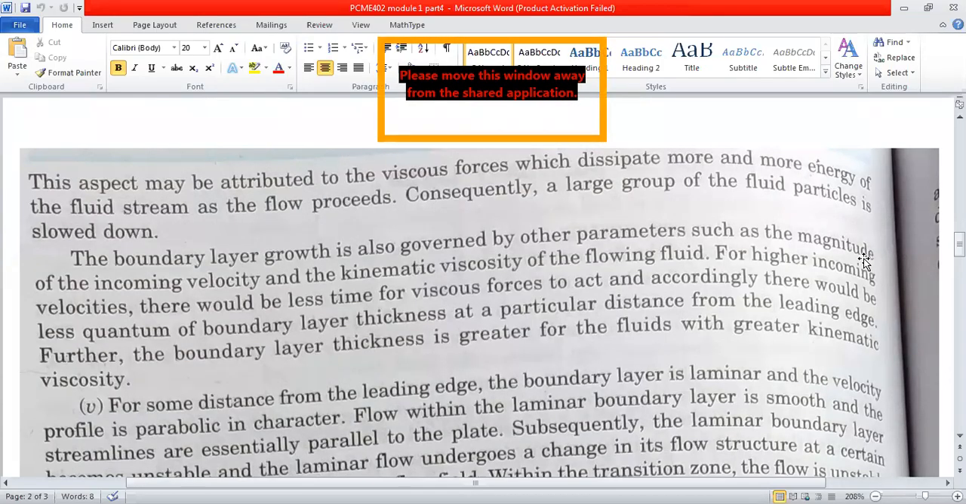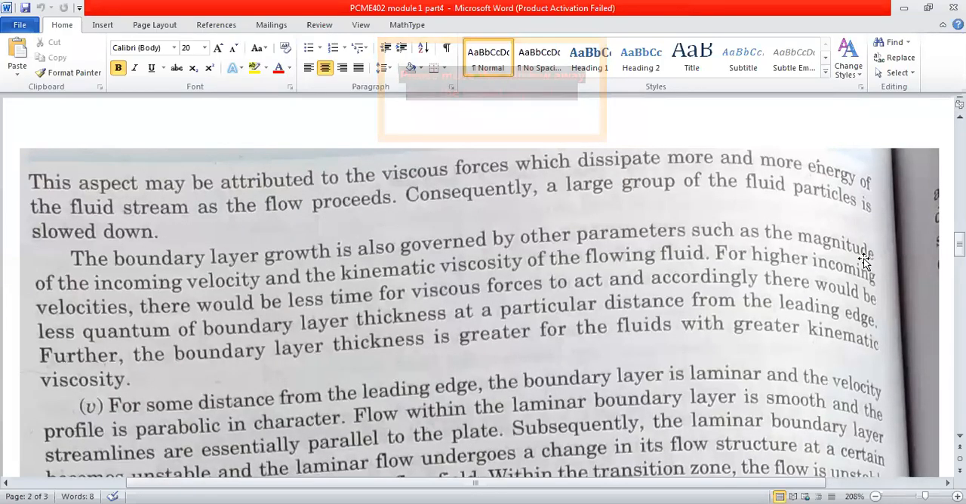We should not consider the boundary layer thickness when the velocity change is minimum, that is 1%; then we consider the boundary layer thickness. For higher incoming velocities, there would be less time for viscous force to act, and accordingly there would be less quantum of boundary layer thickness at a particular distance from the leading edge.